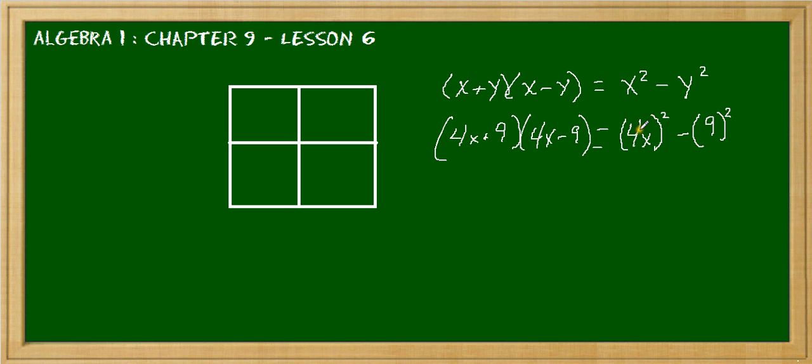Well, 4 squared would be 16, and x squared is x squared. So we squared the 4 and we squared the x. And then 9 squared is 81.